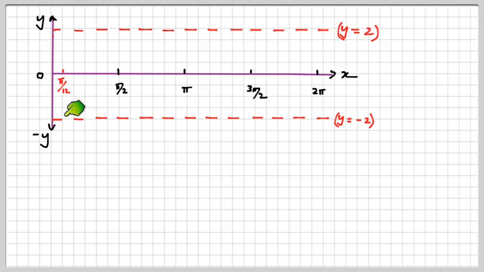I actually draw these lines, the extremities of the y in here, not as asymptotes, just as guides to help me sketch the thing, okay? Right? That's why I do that.